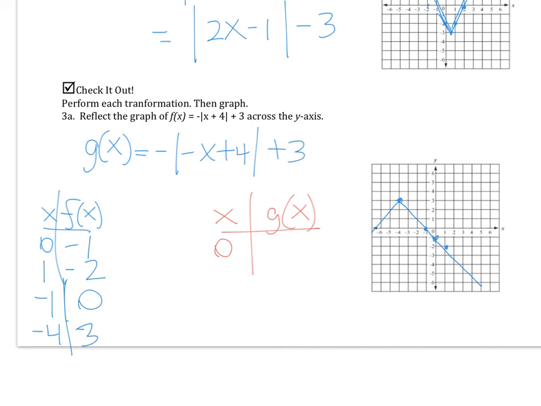The g of x, I can do 0. 0 plus 4 is 4. Negate 4, you get negative 1. So you can see they cross at the same point, and they should if they're mirroring across the y. You should see if negative 4 is 3, positive 4 should be 3. So it should look like that. And you can check that. Put a 4 in for x. Negative 4 plus 4 is 0. 3.